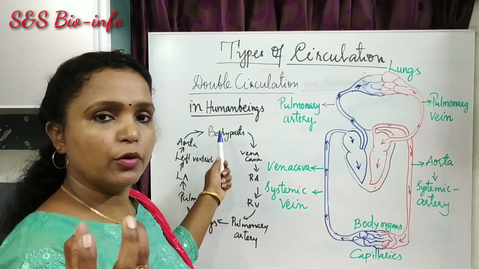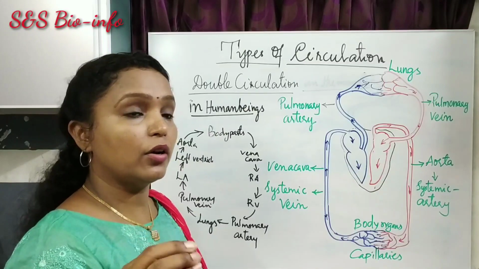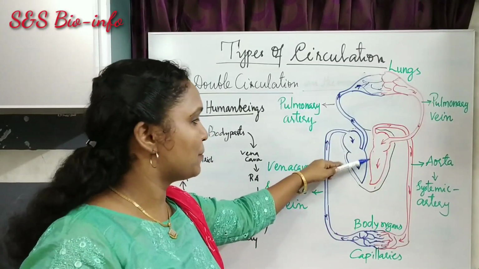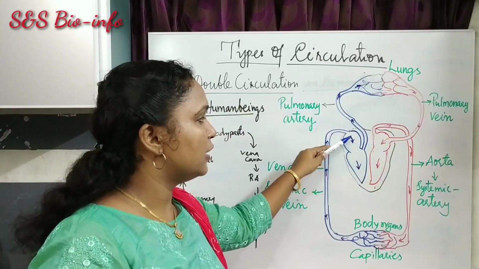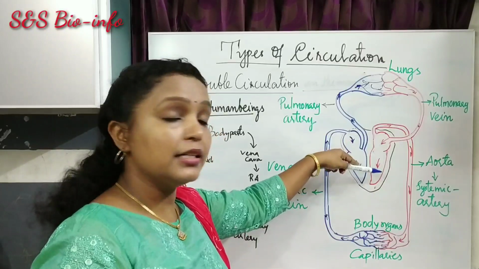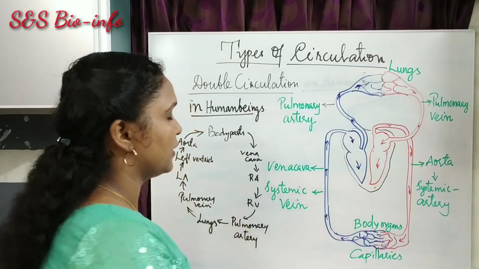So body parts means the body organ contains carbon dioxide rich blood, that is impure blood or deoxygenated blood. Here you can see the diagrammatic representation of the heart. That right side is the impure blood, bluish in color. The left side indicates the pure blood or oxygen rich blood.